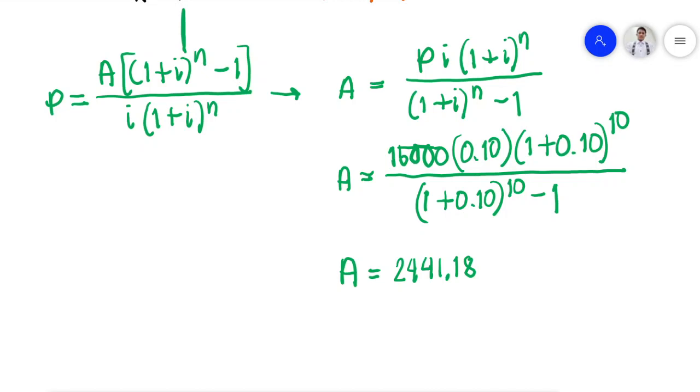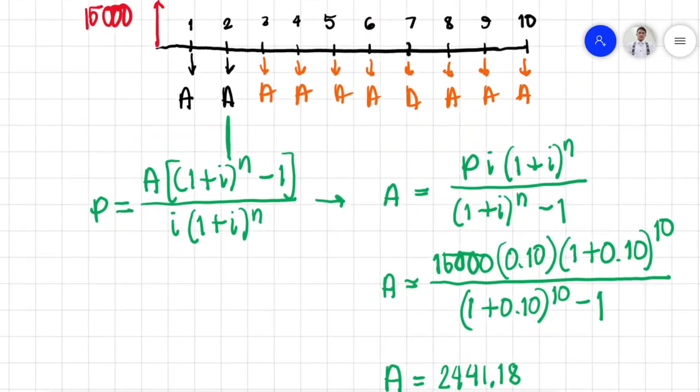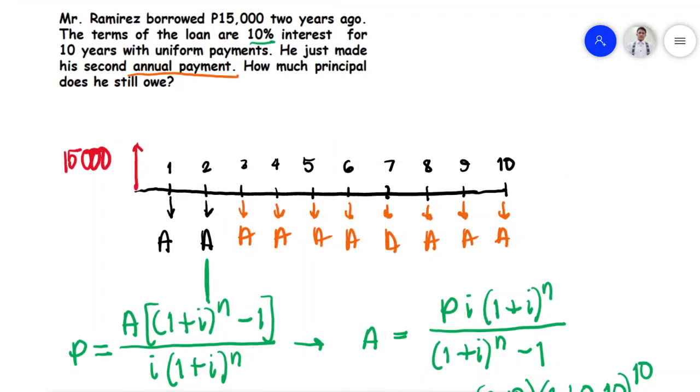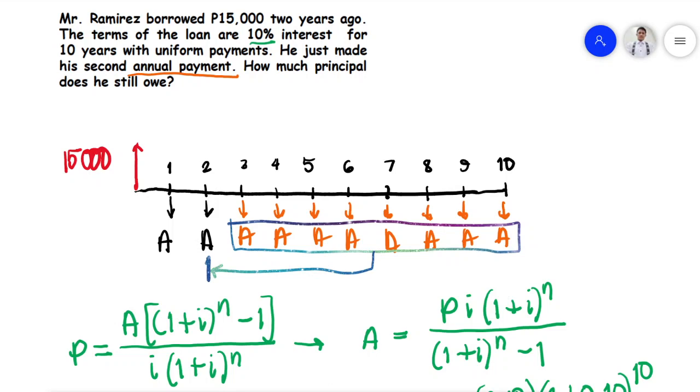This is his payment yearly. So, again, if we go back to the question, what's really being asked is how much does he still owe after he made his second annual payment. So, the balance here. Okay? Now, how do we solve that? Well, simply. Since we already know his A, we just have to calculate the lump sum value of these remaining payments at this time, time equal to year 2.